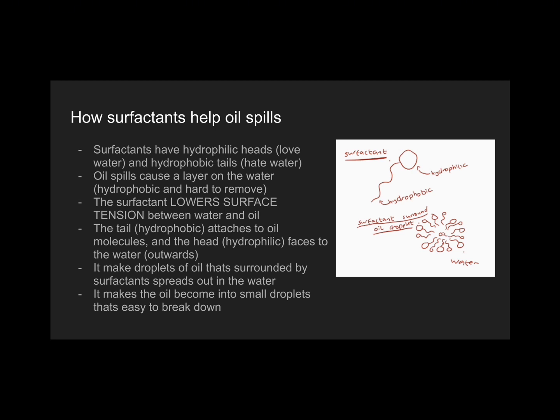But when you put the surfactant in, it lowers the surface tension between water and oil, because the tail, which is hydrophobic, attaches to the oil and the head faces outside. This creates droplets of oil surrounded by surfactants, and they are able to disperse and spread out in the water. When it spreads out, it becomes smaller and easier to degrade. So, as a result, the oil becomes smaller droplets and is easier to break down, therefore helping when there's an oil spill.